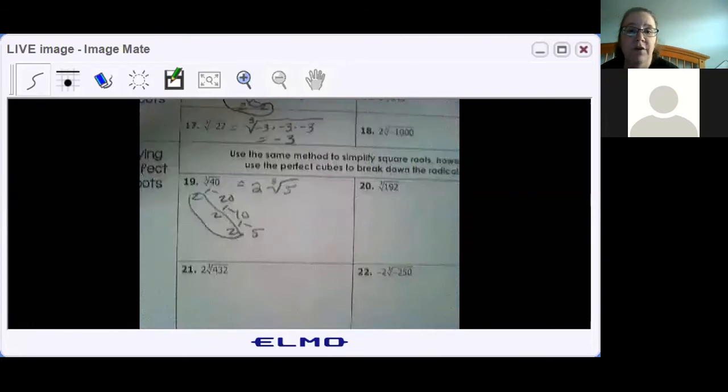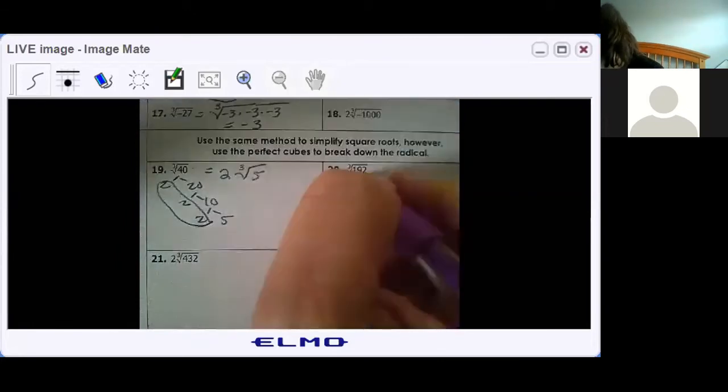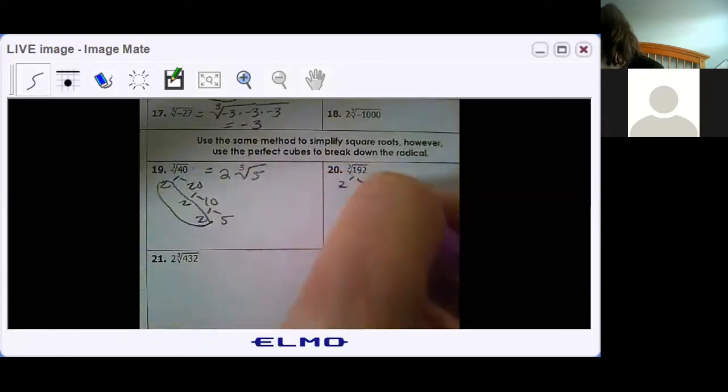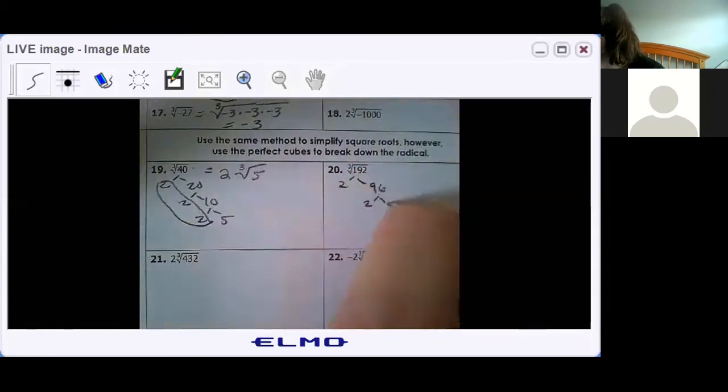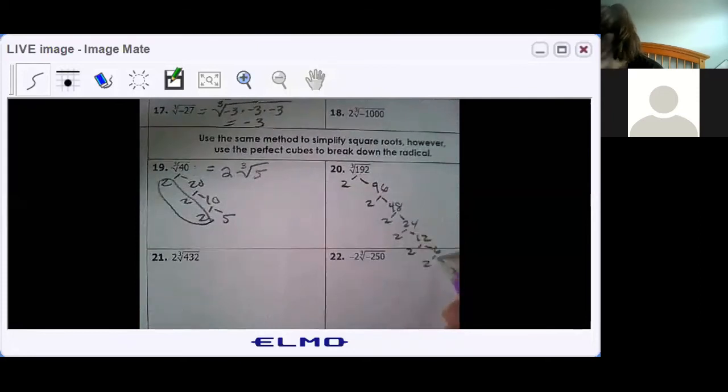The cube root of 192. Start out by dividing by 2. That's 96. Divide by 2 again, that's 48. Divide by 2, that's 24. Divide by 2, that's 12. Divide by 2, that's 6. Divide by 2, that's 3.